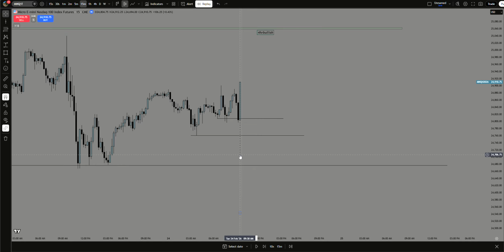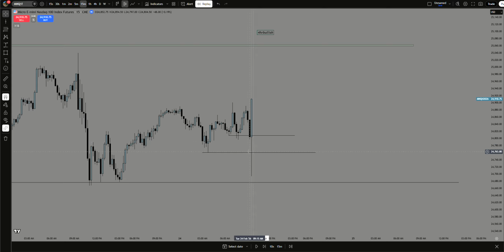So what did I do? I ended up waiting the first 15 minutes. And by waiting, it allowed me to see what was going to happen next. So we came down, swept. So we shifted down and then immediately shifted back up, regained the structure going back up, and utilized all this down here as a liquidity sweep.